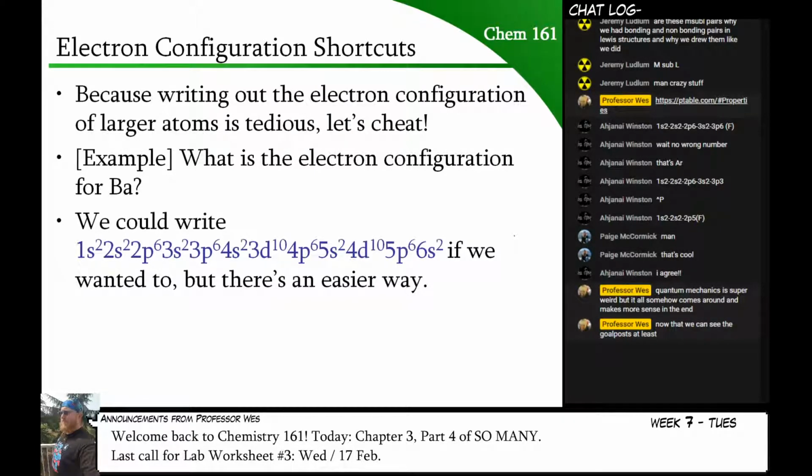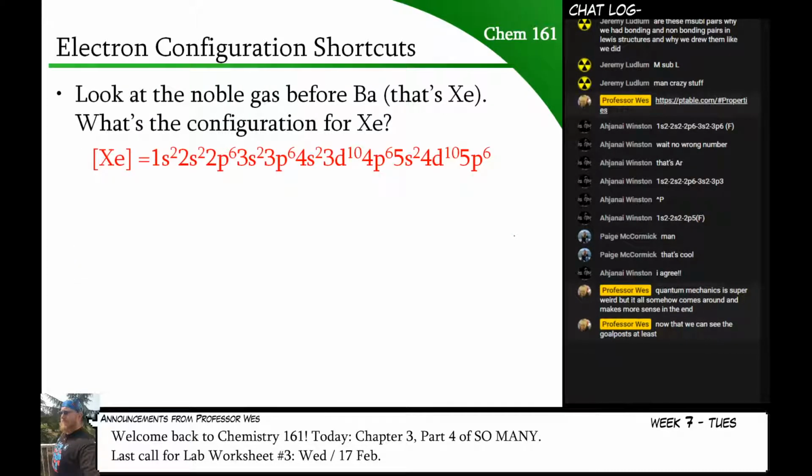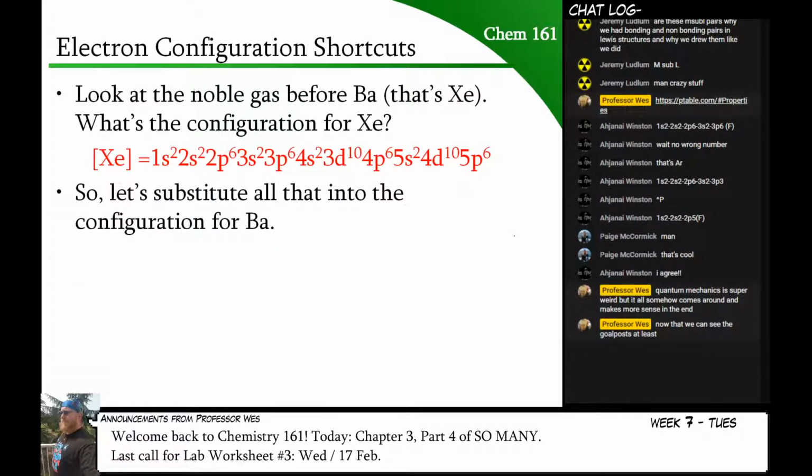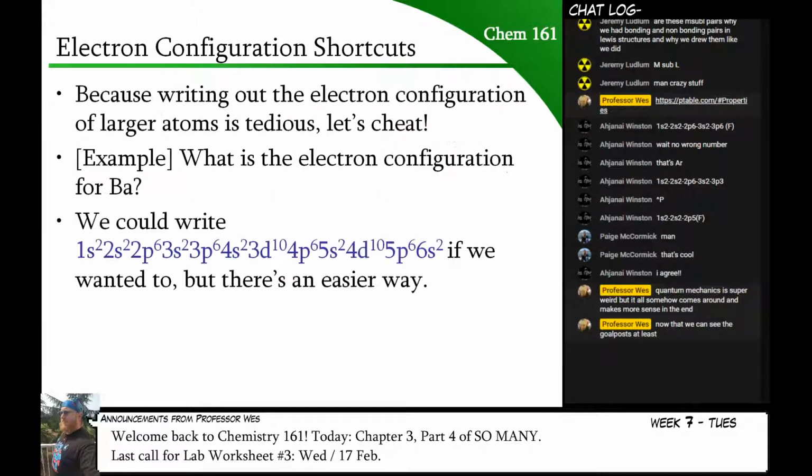The reference point we're going to select is a noble gas. So I'm going to look at the noble gas that comes before barium, and that is xenon. Now, if I write out its electron configuration right here, I can take all of this that I have right here and just substitute that back in right here. Because here's that same thing, right? Here's xenon. This is xenon.